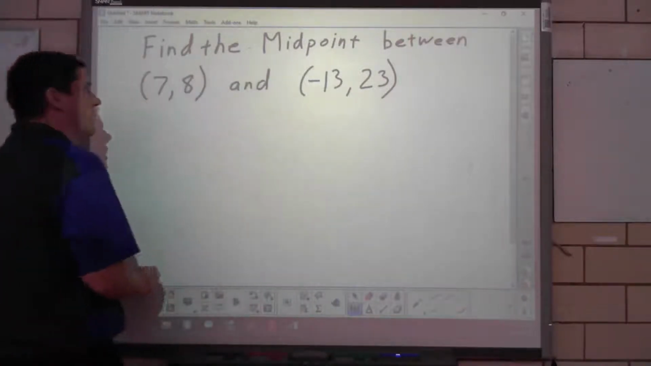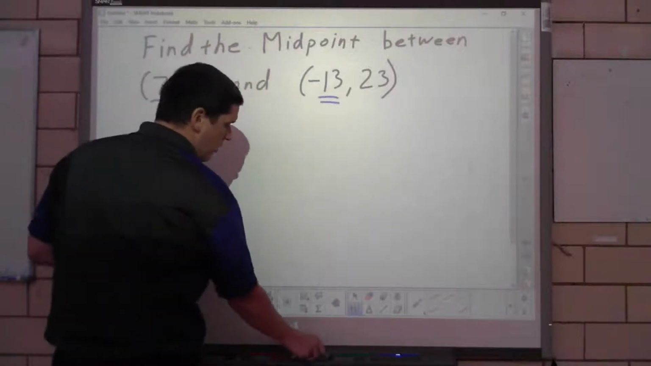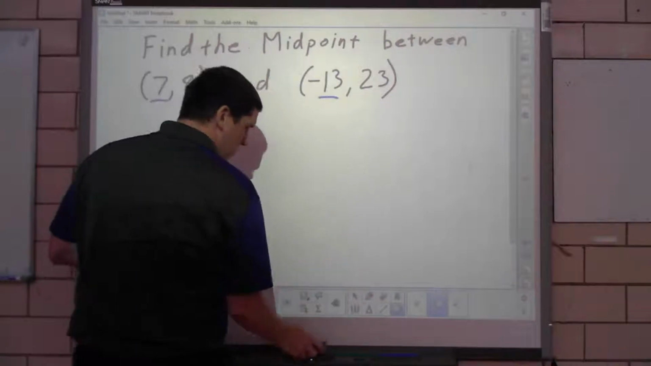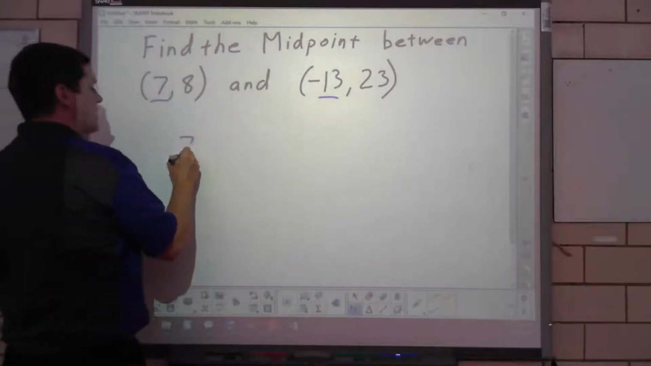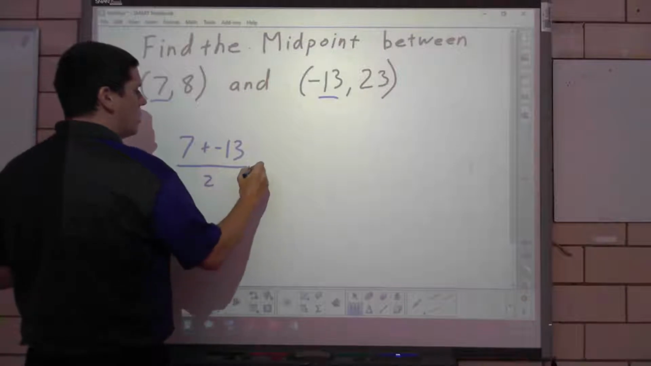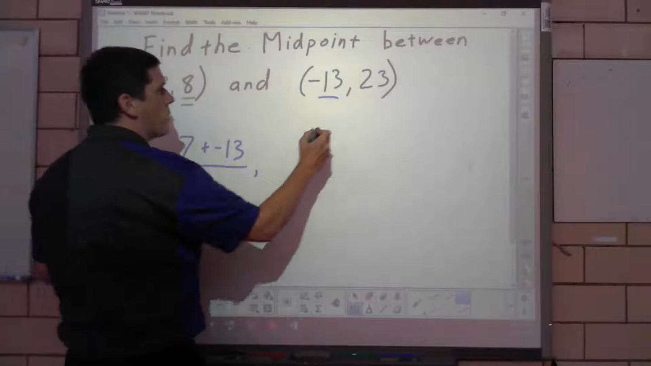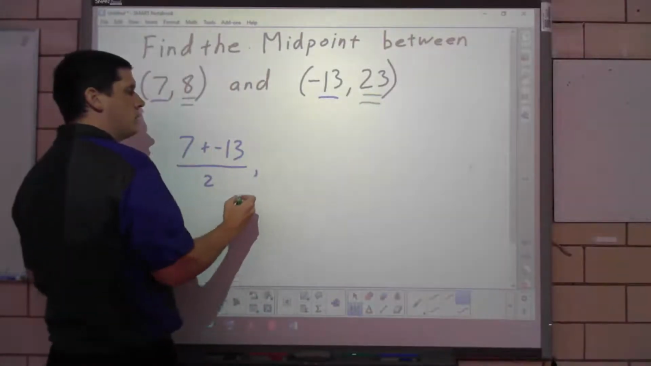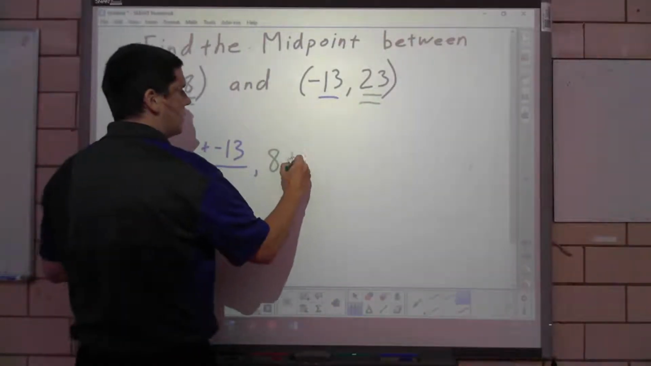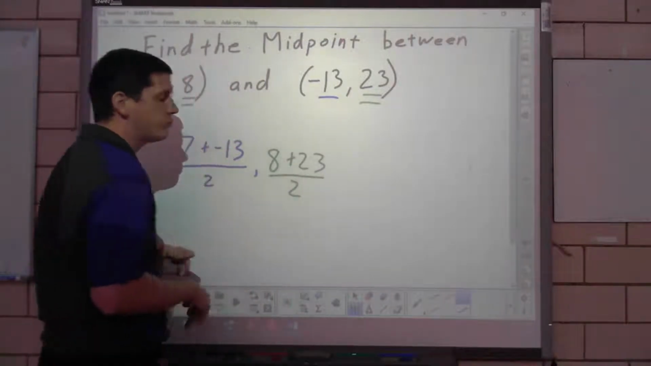So I take my x values. Oh, there's an x. And there's an x. I'll underline that once. I don't want to underline that twice. So I'm just going to go ahead and say 7 plus negative 13, put that over 2, comma. There's my y. There's my y. 8 plus 23 over 2.